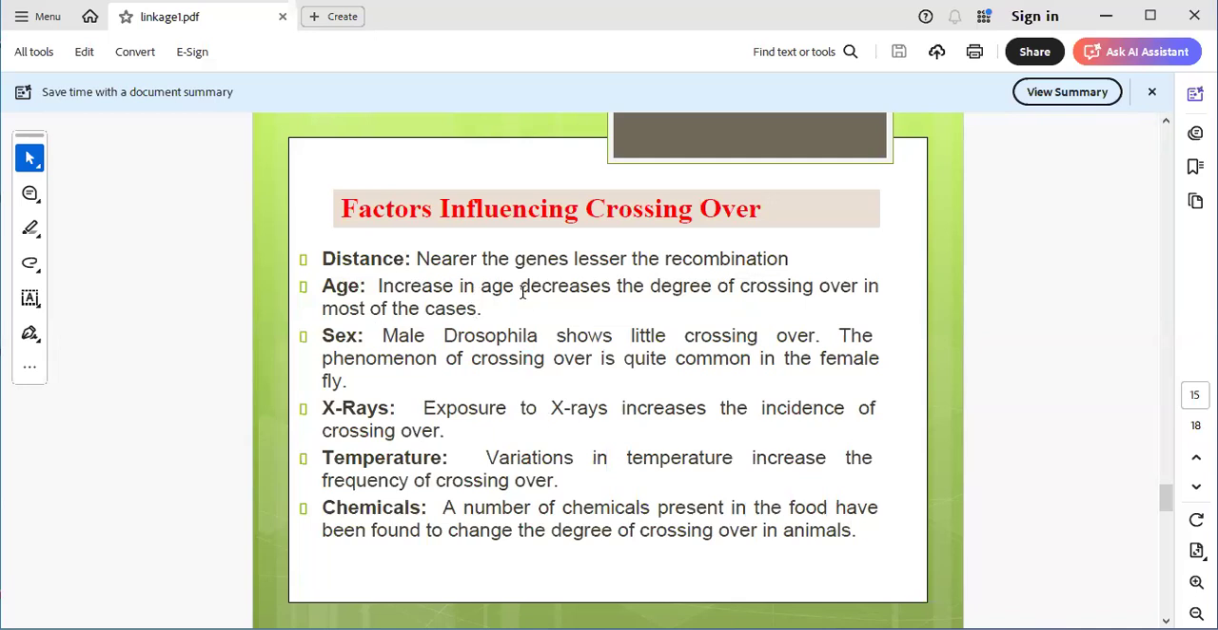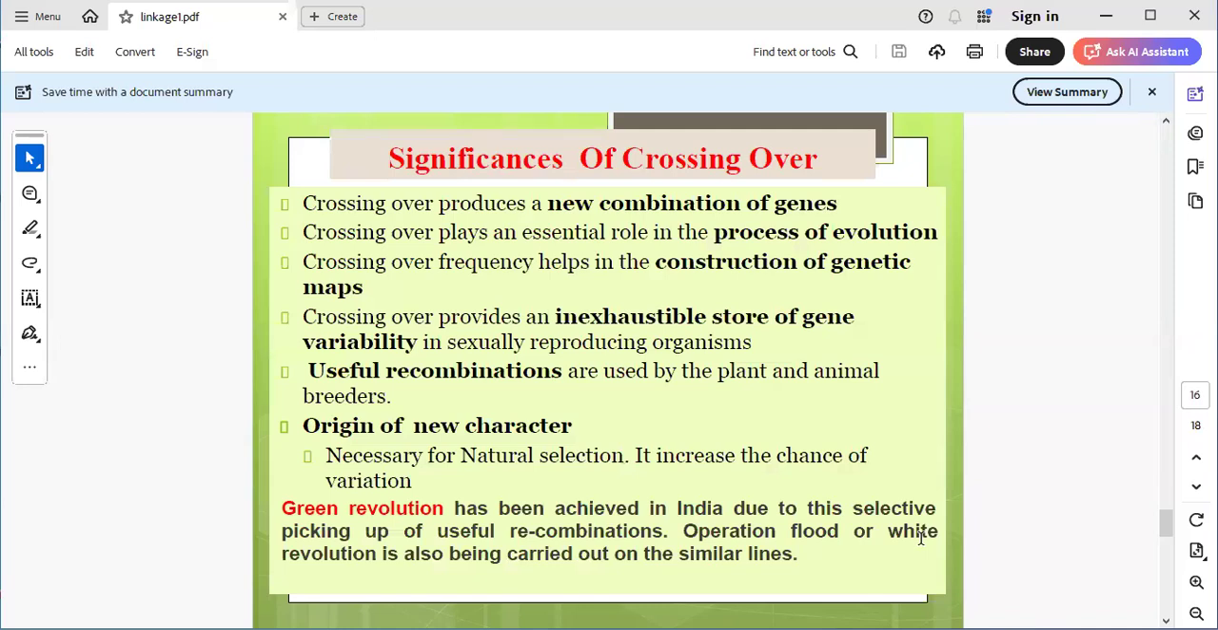So age: an increase in age decreases the degree of crossing over. Male Drosophila shows little crossing over; in case of female, it is comparatively more. Exposure to X-rays increases the incidence of crossing over, and a longer exposure to X-rays will induce a higher crossing over percentage among the chromosomes. Temperature also: increased temperature increases the frequency of crossing over. Chemicals also. Next, what is the significance of crossing over?